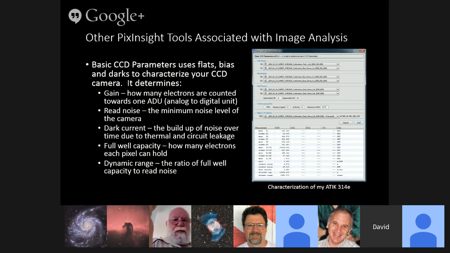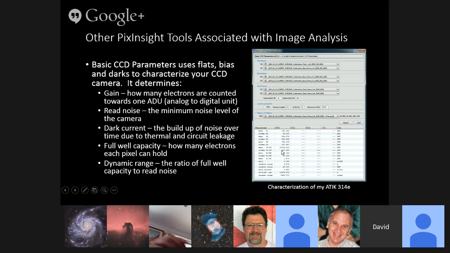The basic CCD parameter tool is really nice. It really helps you characterize how your camera operates, what its gain is, read noise, dark current. You can use this information for other things. It takes a couple flats, bias frames, some darks, and typically an area marking the center of all those things, and will give you a readout of what your metrics are.